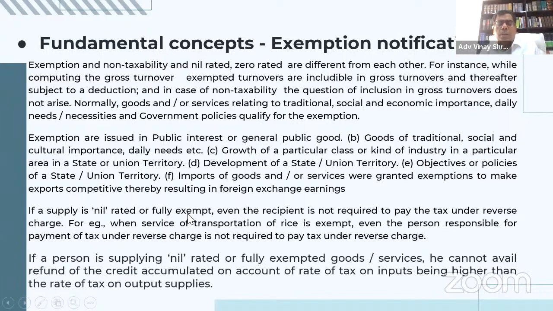Now, another question which comes to the mind is, suppose an item is nil rated or exempted, then whether the recipient will also be entitled to the benefit of the said exemption or the nil rating, or whether the recipient will be liable to pay tax on such an item. Any insight?